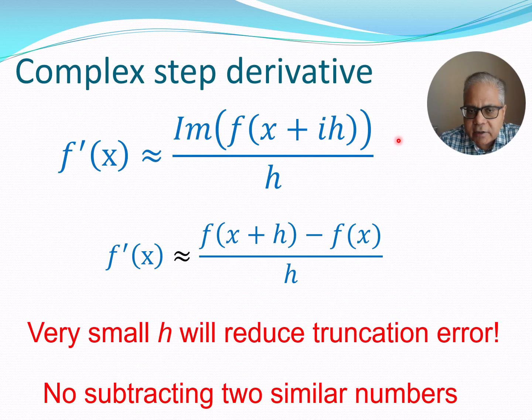Let us now write these two formulas here. The first formula is of course the complex step derivative method, which tells you to take the imaginary part of the function at x plus ih and divide that by h. And then we have the typical equation for the forward finite difference derivative, which you all know from the previous lectures and tutorials, that is f(x plus h) minus f(x) divided by h.